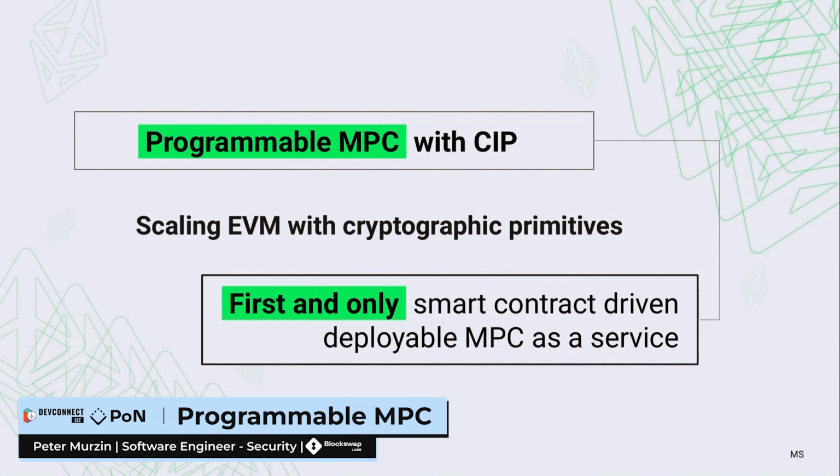The idea here is scaling EVM capabilities with cryptographic primitives. The reason is that you still have the EOA as a first-class citizen, as a wallet. Even if you have a smart wallet or contract wallet, anything, you still have to sign something with an EOA, right? If we can abstract that away, then account abstraction and all this kind of trustless coordination is possible. This is the only implementation available as a deployable MPC.